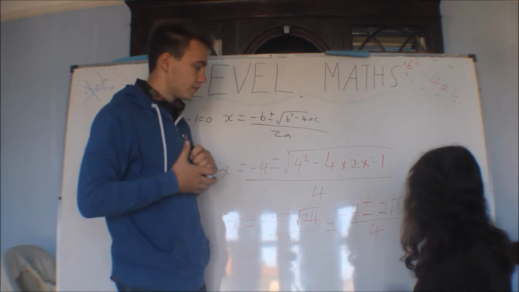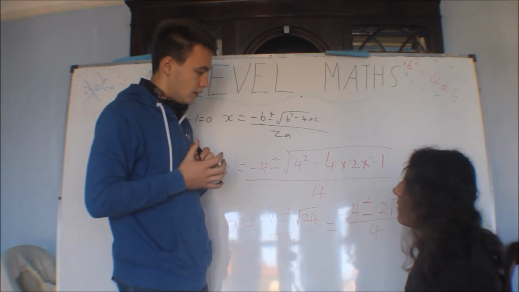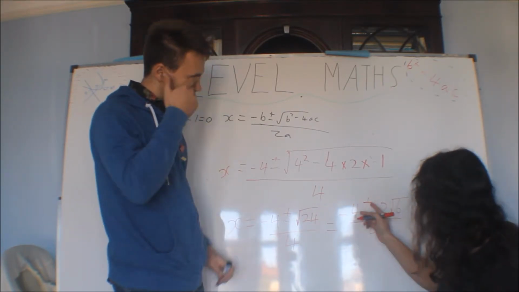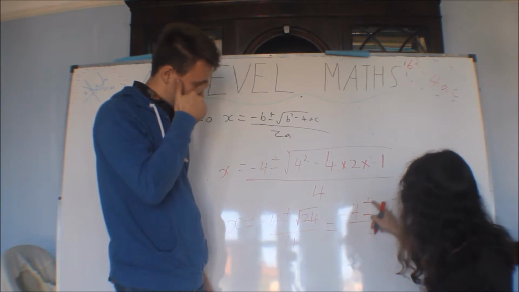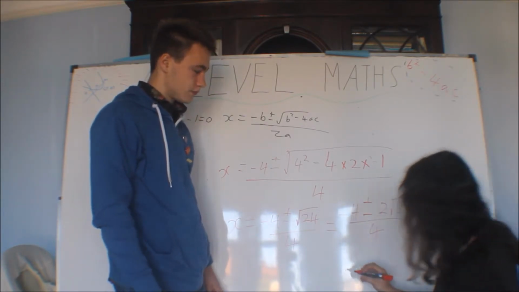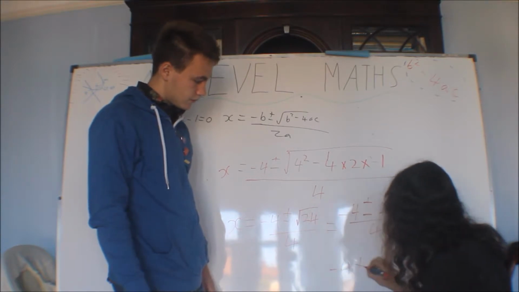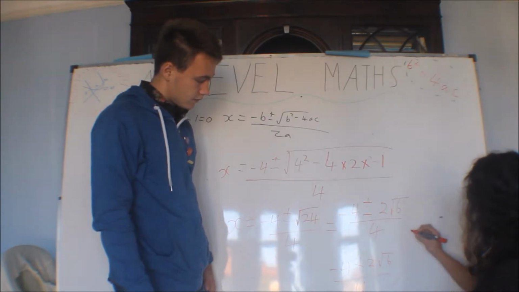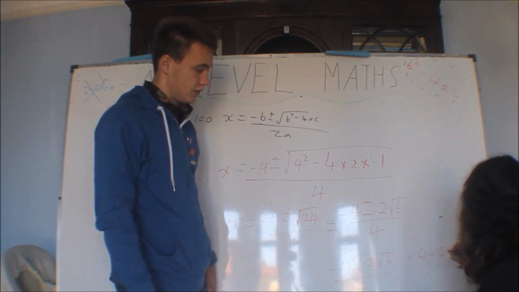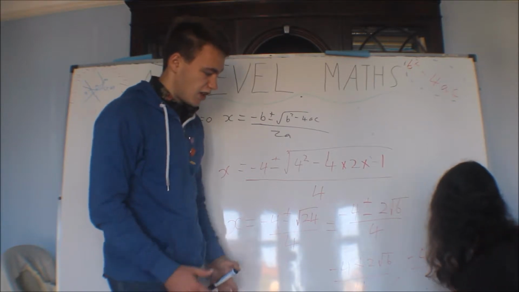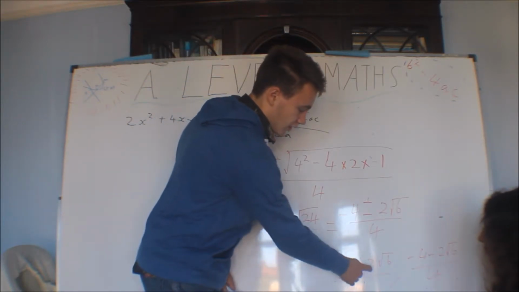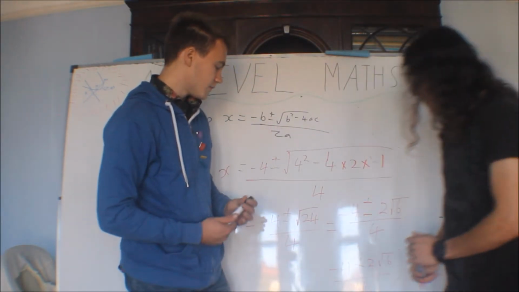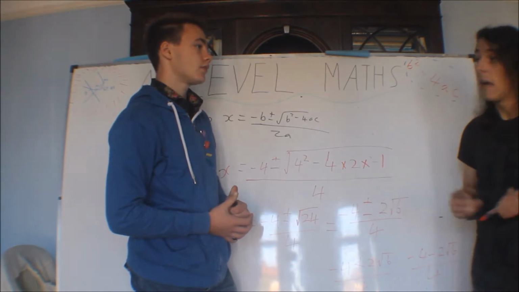Now we could simplify this even further, but we don't have to. So now we have to do both the plus and the minus. We're going to do plus first: minus 4 plus 2 root 6 over 4. That would be one of your answers. And your other one would be minus 4 minus 2 root 6 over 4. Now you can simplify that to just minus 1 minus a half root 6 if you wanted to. And these would be your 2 points of intersection.